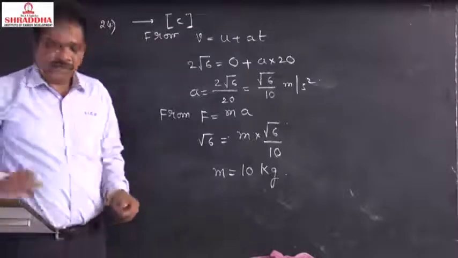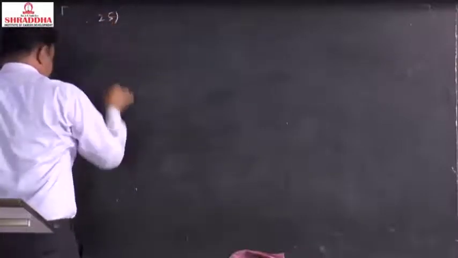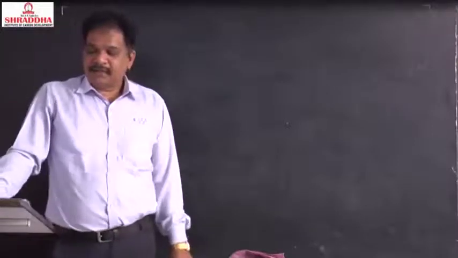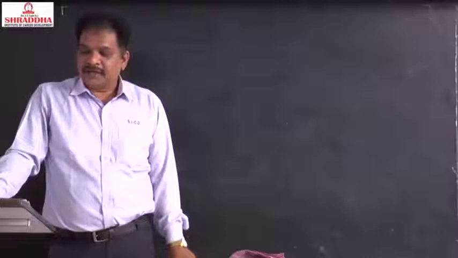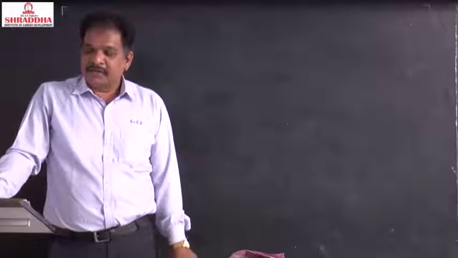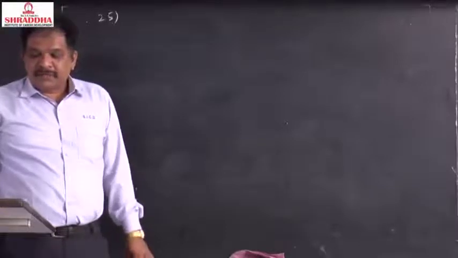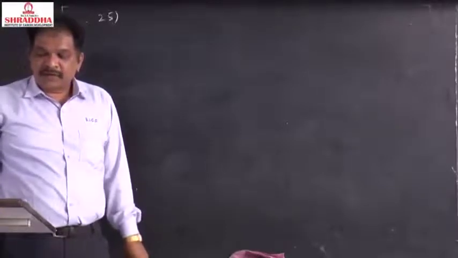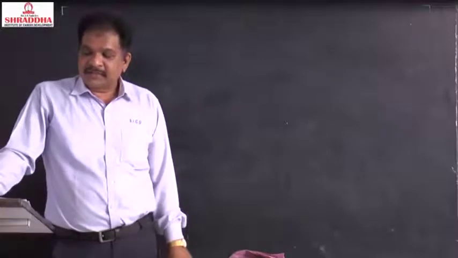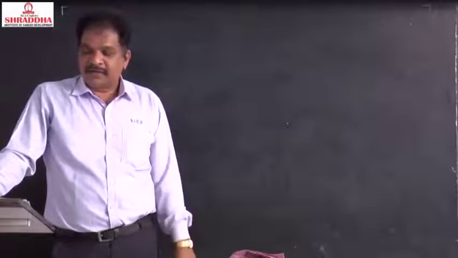Question number 25, you see what they are asking. 25, a particle starts from origin at t is equal to 0 with a velocity 10 meter per second and moves in the xy plane with constant acceleration of 8i plus 2j meter per second square. At what time is the x coordinate of the particle 16 meter? Clear? So particle started from the origin.